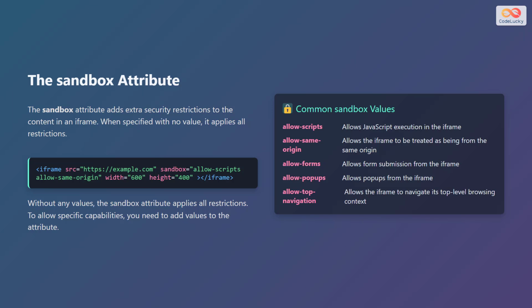Here are some common sandbox values. The allow-scripts value permits JavaScript execution within the iframe. The allow-same-origin value allows the iframe to be treated as being from the same origin as the parent page. The allow-forms value enables form submission from within the iframe. The allow-popups value allows the iframe to open pop-up windows. Lastly, the allow-top-navigation value allows the iframe to navigate the top-level browsing context, meaning it can change the URL of the main window.